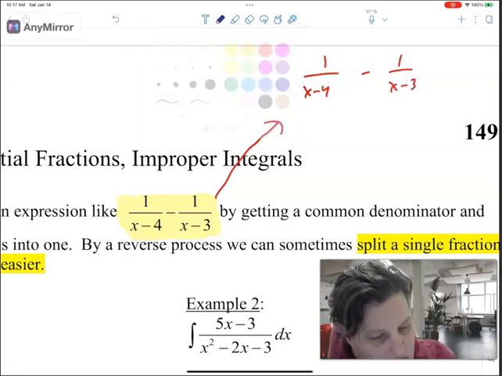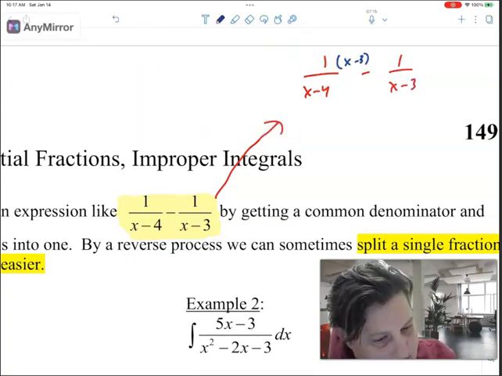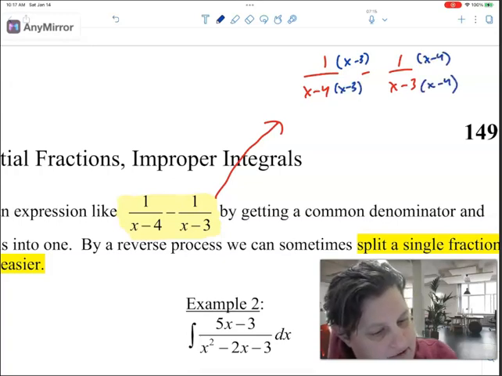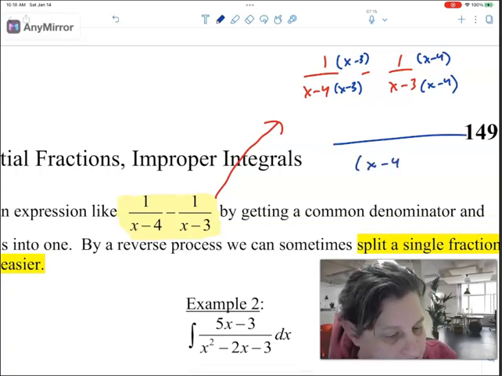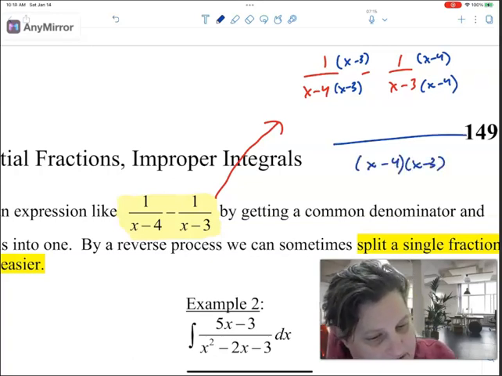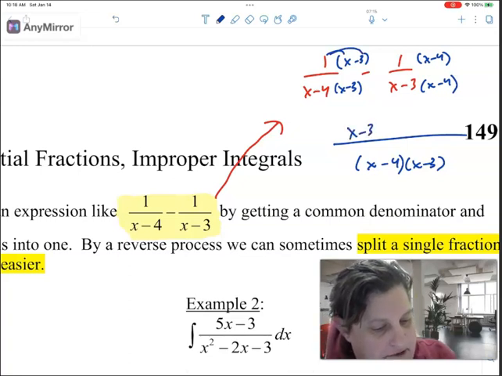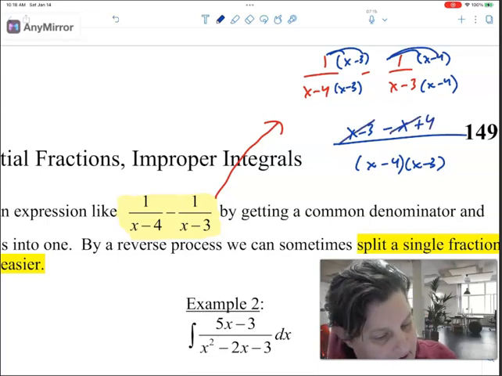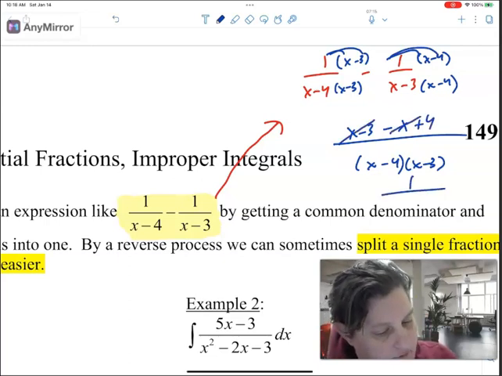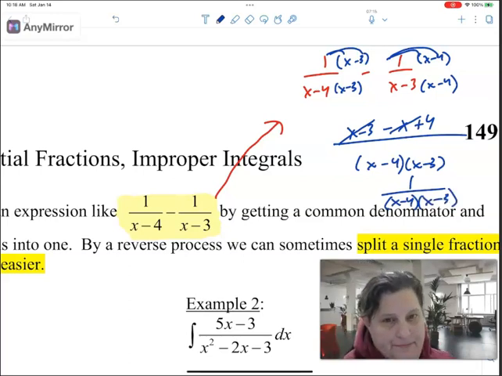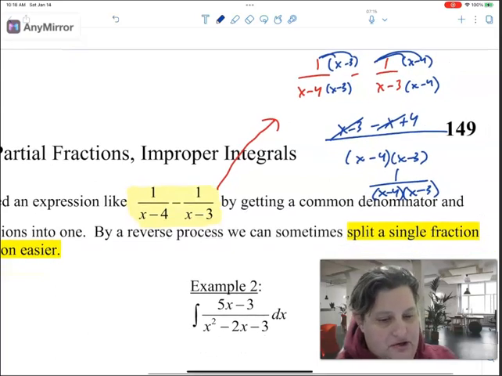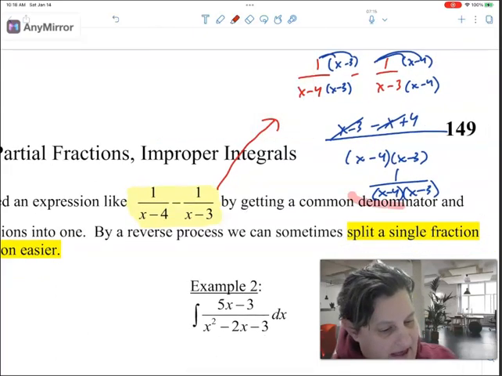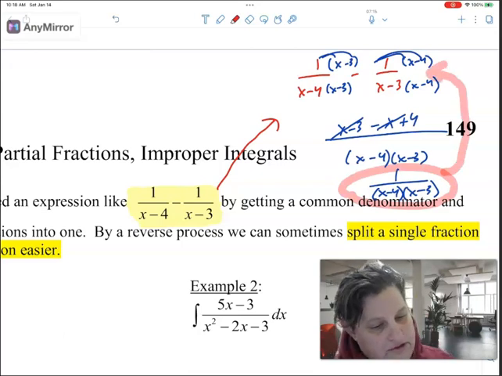You guys remember that we would get a common denominator by multiplying that by x minus 3 and then multiplying that by x minus 4. So the denominator was x minus 3, x minus 4, and on the top I would get 1(x minus 3) minus 1(x minus 4), and I would end up getting 1 over x minus 4, x minus 3. Okay? I am going to teach you a way to take that and go backwards, right?